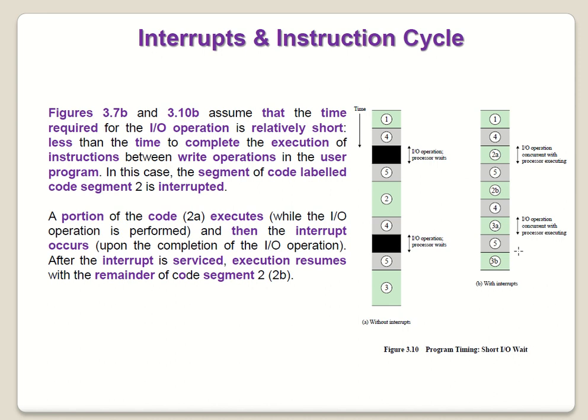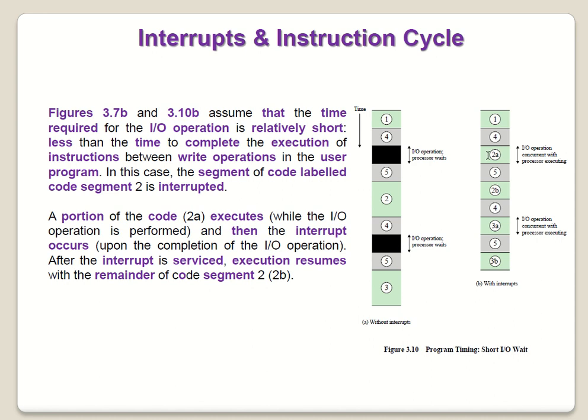So here you may see the diagram, that is the B1. The B1 is the with interrupt diagram. The first one is without interrupt. The time is too long. When you look into the diagram 3.10b, this is with interrupt. The time required for the IO operation is relatively short. It is less than the time to complete the execution of the instruction between the write operations in the user program. So, in this case, the segment of the code labeled code segment 2 is the one that got interrupted.